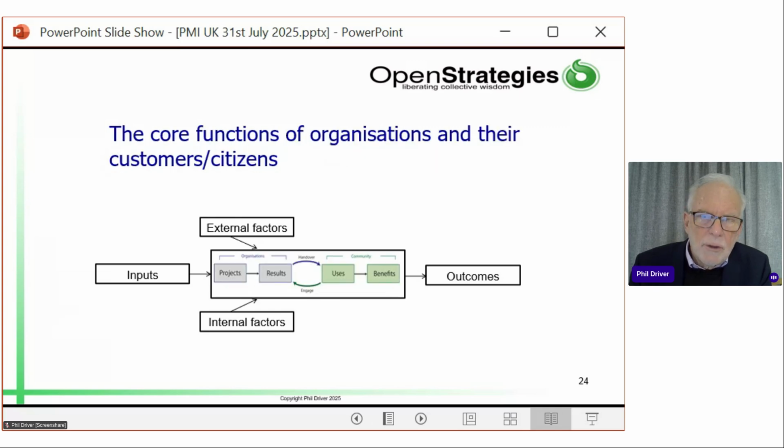Projects create results that are used to generate benefits. And that essentially goes back to make stuff, use stuff. And we need to have language as simple as that when we're working with large numbers of stakeholders.